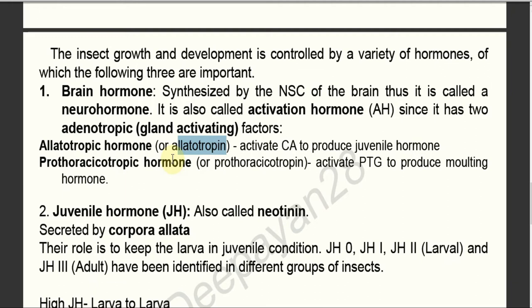That means what will they do? The hormone is responsible for activating the prothoracic gland. I have told you the prothoracic gland releases which hormone? Molting hormone. So, what is the role of brain hormone? Brain hormone will activate the prothoracic gland to secrete molting hormone. Understood clearly? Similarly, this brain hormone, also known as allototropin, activates the corpora allata to produce juvenile hormone. Understood?